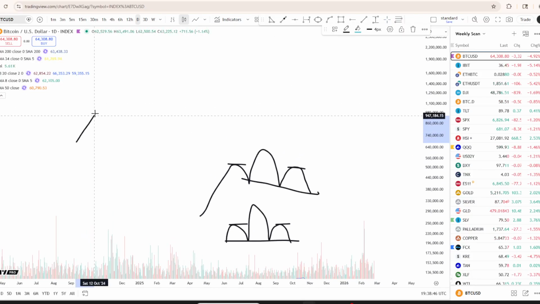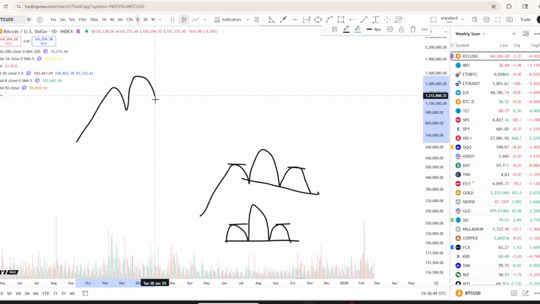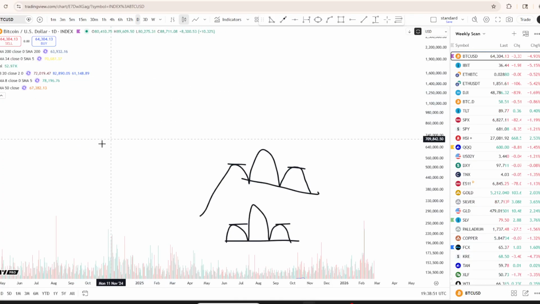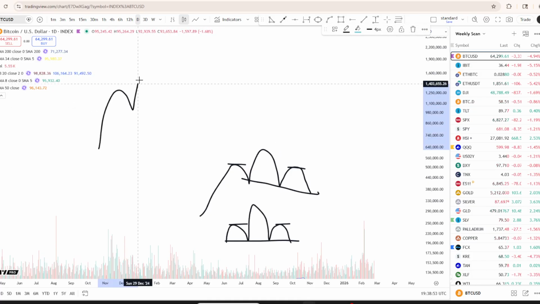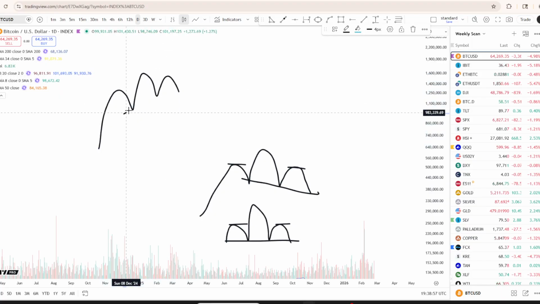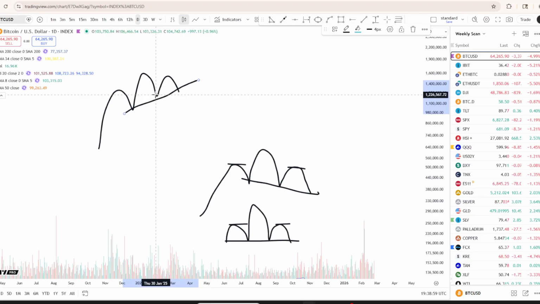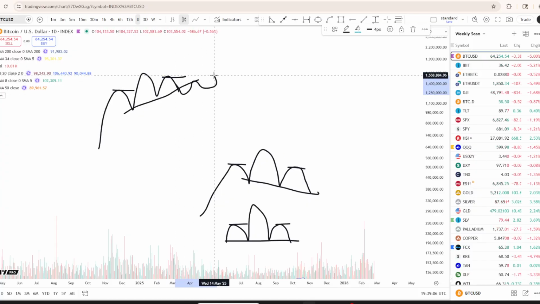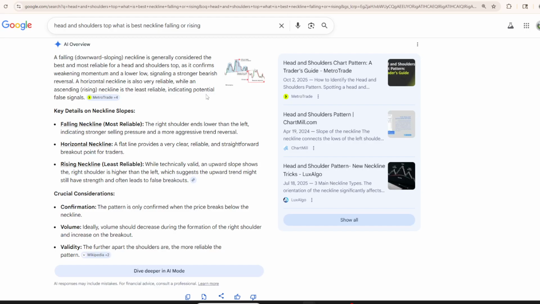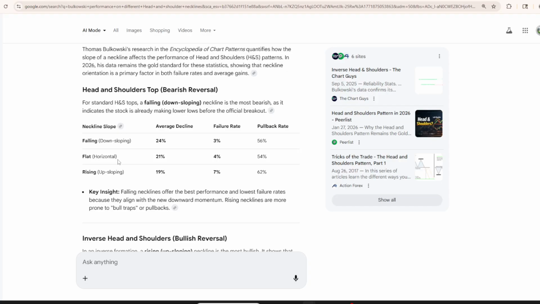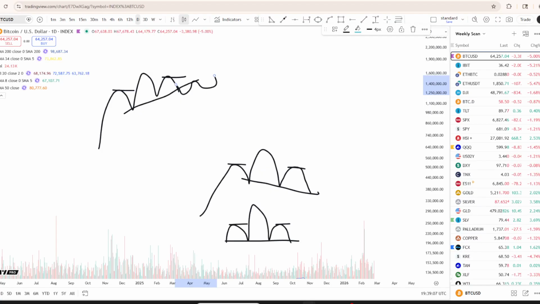You have the price advancing, shoulder. Here's your head. Let's do it a little bit again. Shoulder. Here's your head. And then even maybe a shoulder here. And now you're drawing this. Technically still valid to be a head and shoulders. But here's the problem. Breakout, retest, breakout, retest. And it talks about here with the head and shoulders top, the rising neckline still valid, but you're going to get false breakouts and retests. But the best performing is going to be the downsloping, right?